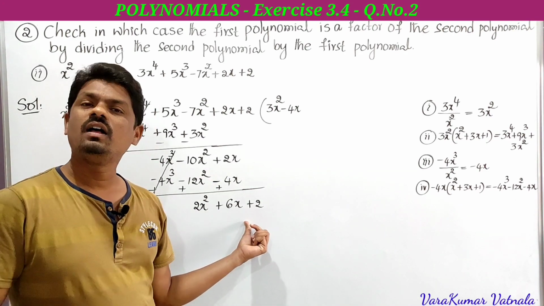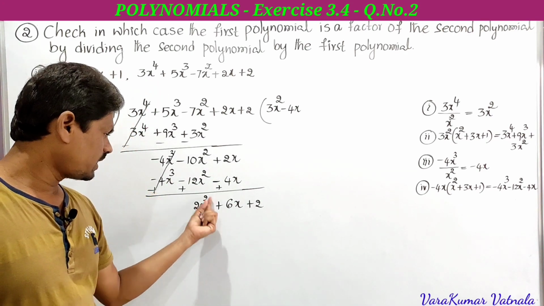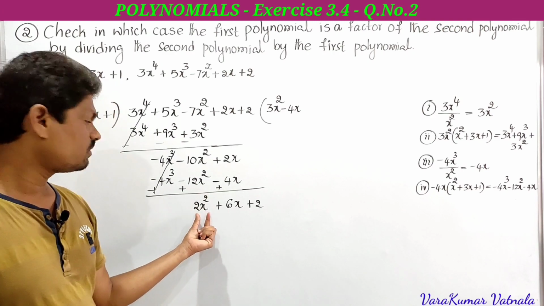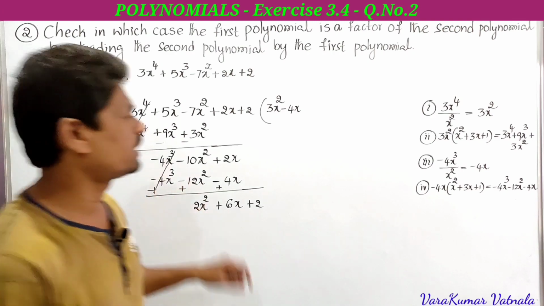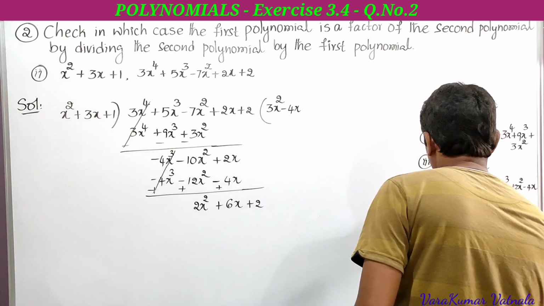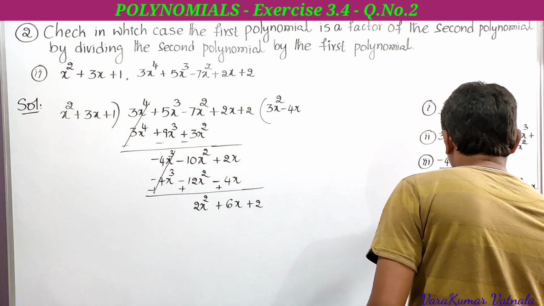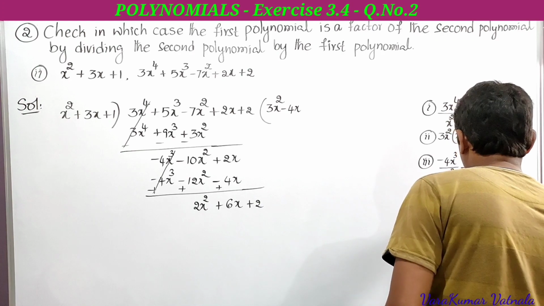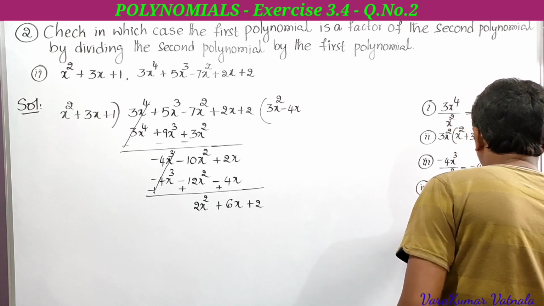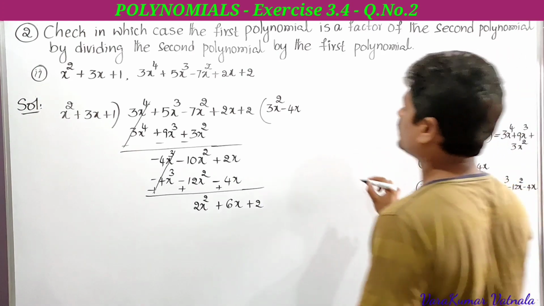This is the dividend. Again follow the same step. The highest degree term is 2x square. Divide 2x square by x square again. So next step we divide 2x square by x square. The x square cancels, and we get 2.